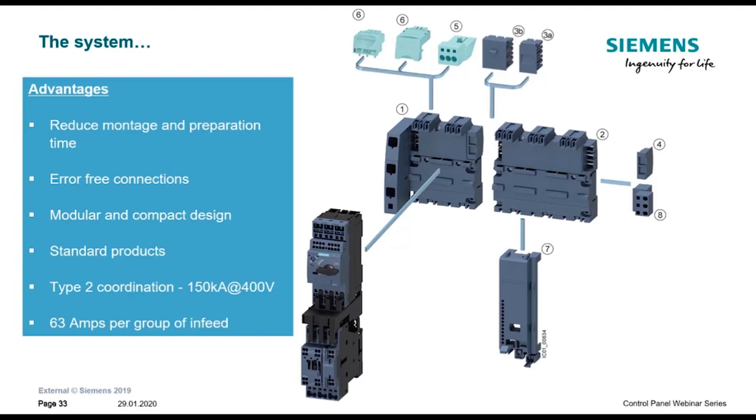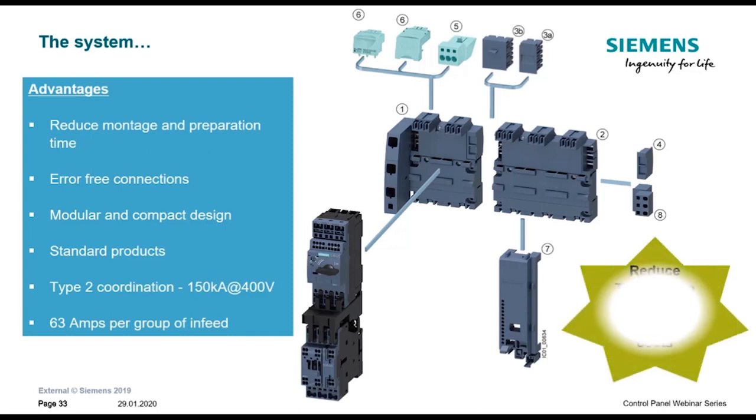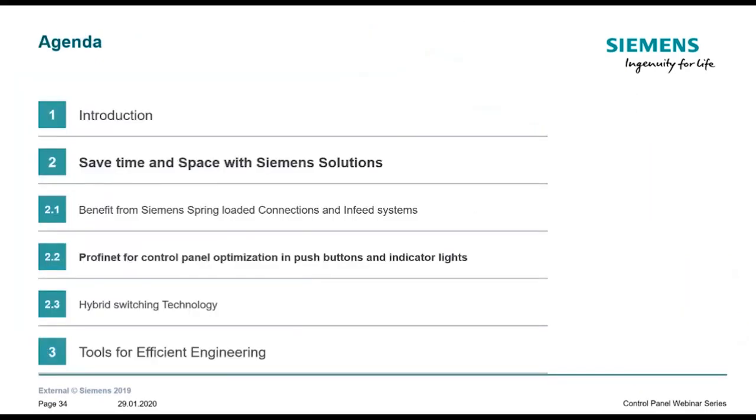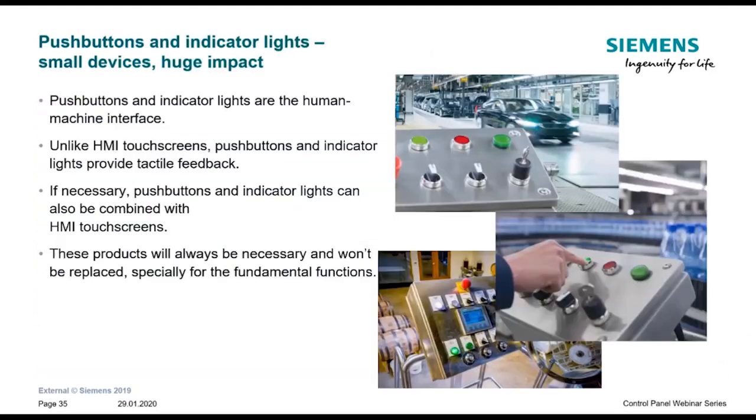So, as you can see, this system has a lot of advantages. Reduce montage and preparation time. You have error-free connections. You have a modular and compact design using actually standard products. You can achieve type coordination too, up to 150 kiloamps at 400 volts. And you may have 63 amp per group of infeed. As you saw, you can use this with screw type and with spring type connections. Try it out, reduce time, space, and mounting costs once again.